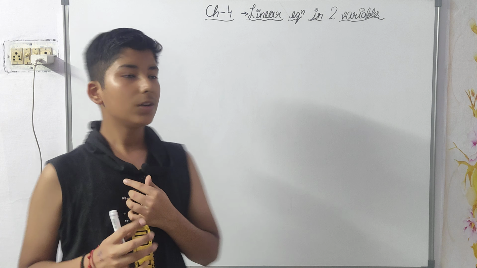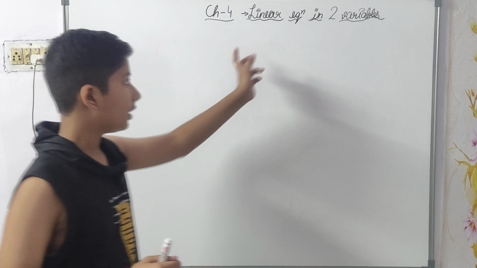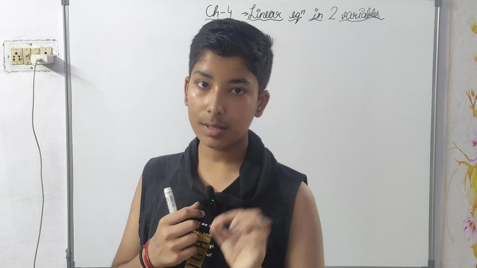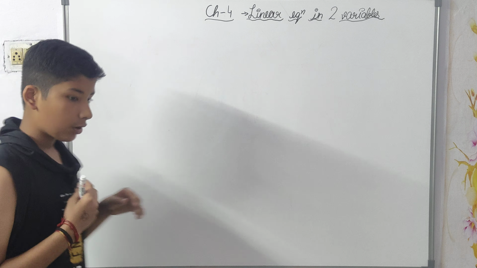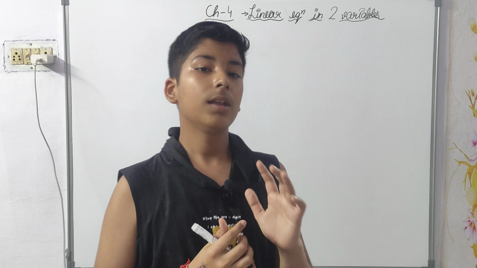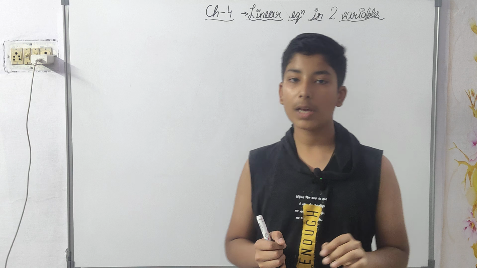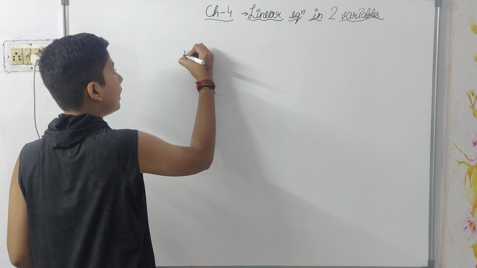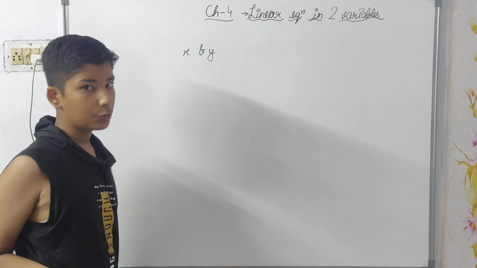And in today's video, I am going to start chapter 4, which is linear equations in two variables. So we are going to start with exercise 4.1, which is the first exercise. So let me tell you the basic rule. In linear equations in two variables, as the name tells, you have to use any two variables of your choice. Most commonly, x and y are used in this.